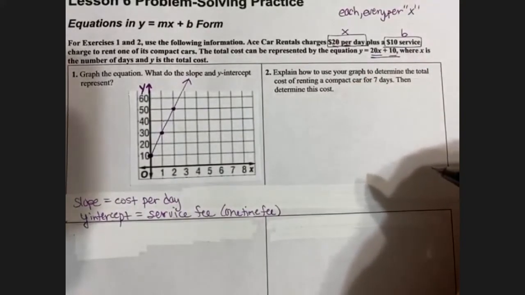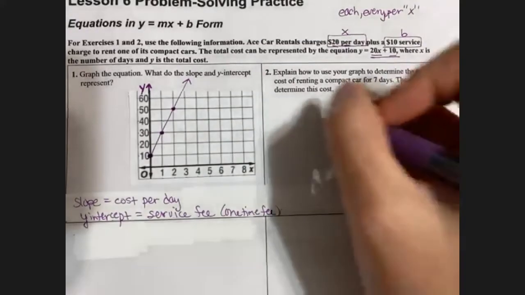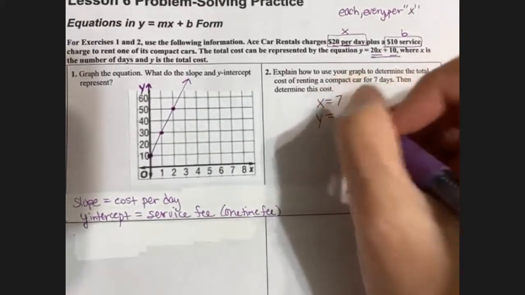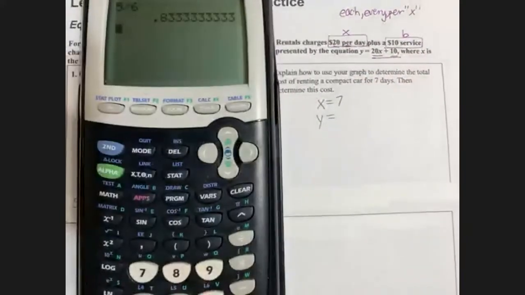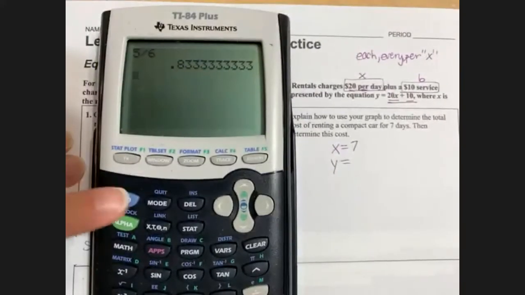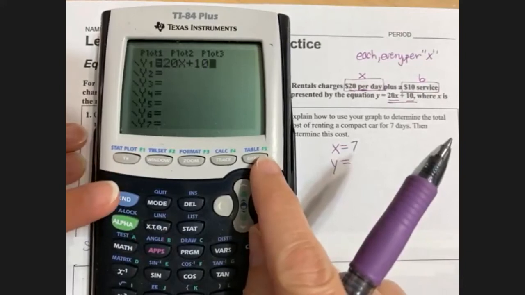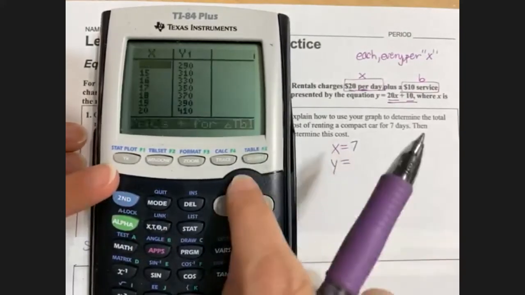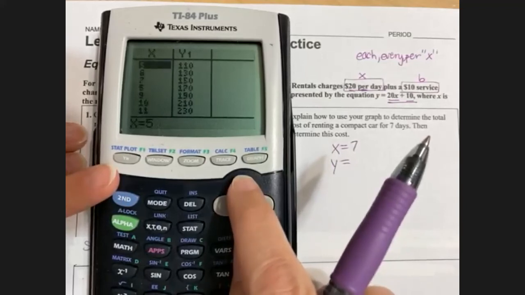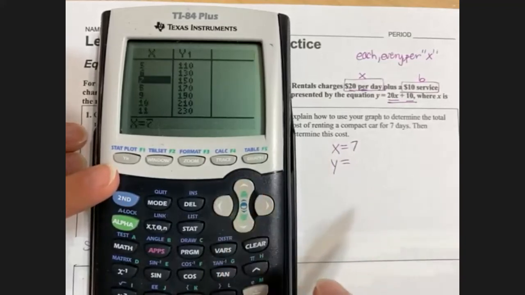Explain how to use your graph to determine the total cost of renting a compact car for 7 days. So basically what that's saying is I want to know when x is 7, what is y? And so this is where I say, hey, my friends, your graphing calculator is really helpful. For this one, you can hit y equals, and plug in your 20x. So I'm going to do 20x, and the x button is there, and then plus 10. Then if you do a table of that, so you hit second table, you'll get a series of x and y values. But if you go here for 7, when x is 7, it tells you what y is.